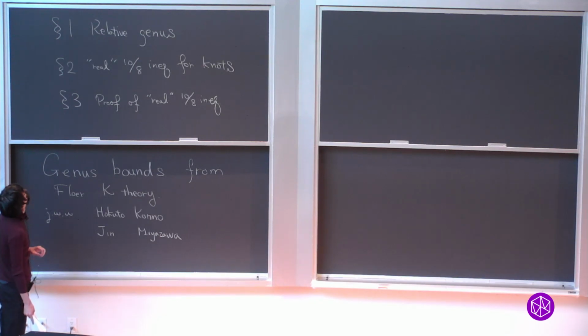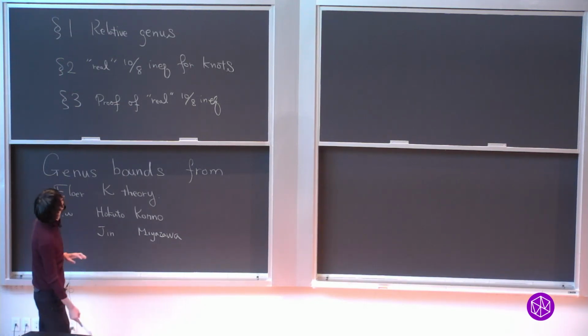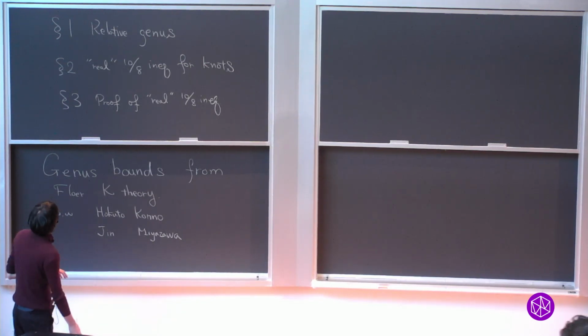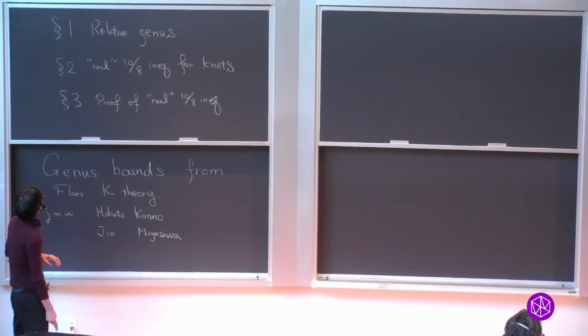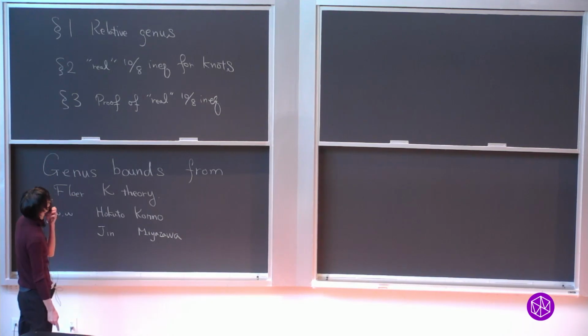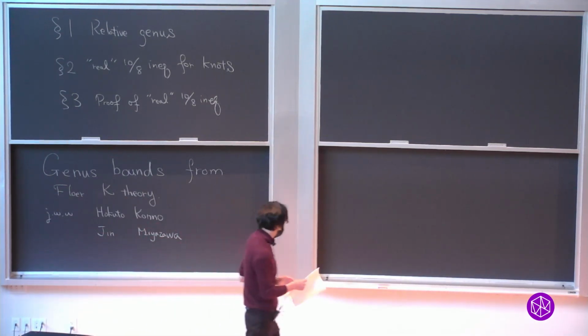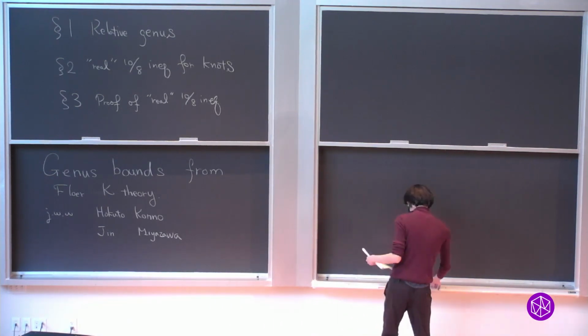We have three parts in this talk. First, I explain the background of relative genus bound, and secondly, I explain the main result, which is called the real 10/8 inequality for knots. And if time permits, I'll also explain the proof of the real 10/8 inequality. So let's go to the first part.